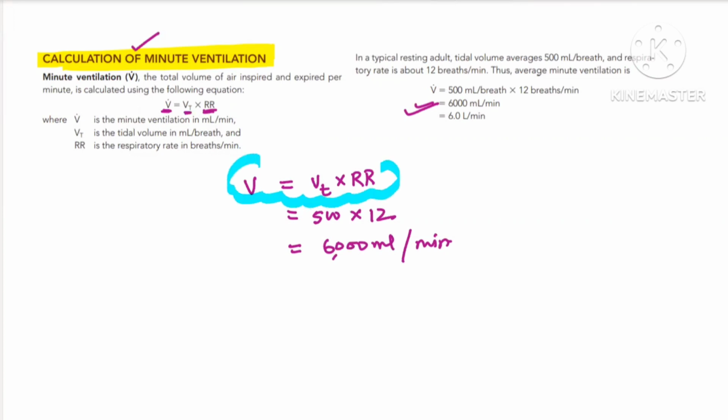So the formula you have to remember is this one formula: tidal volume multiplied by respiratory rate. Respiratory rate means the number of breaths per minute. How many breaths is the person taking in 1 minute? Clear? This is the one formula for minute ventilation.